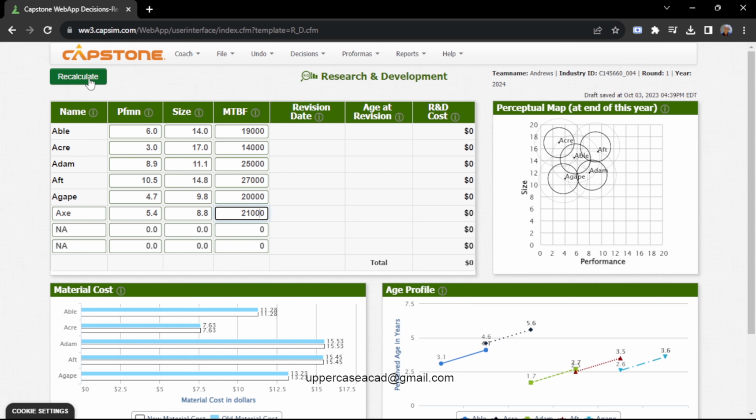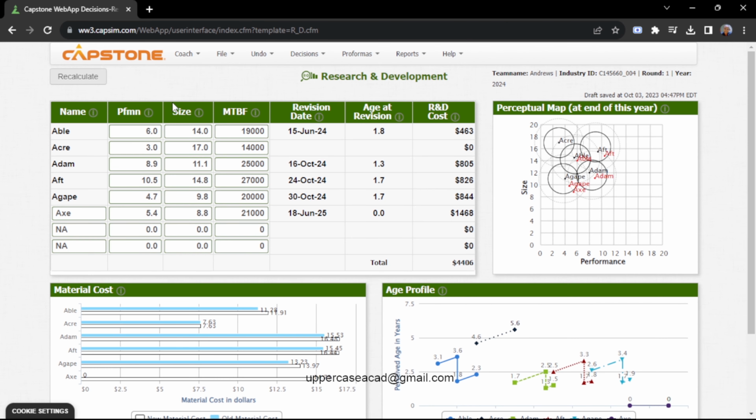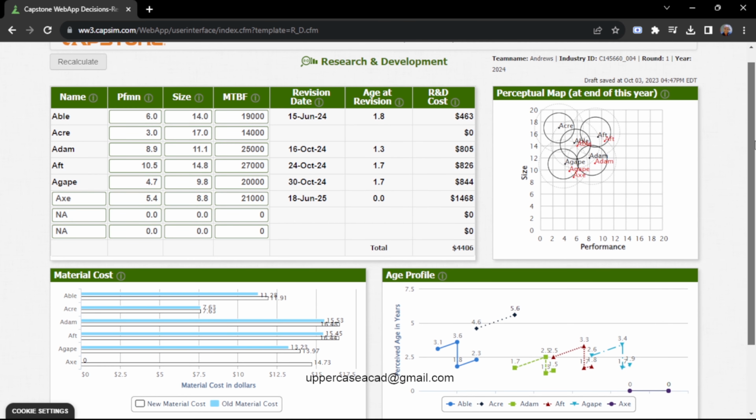If I hit recalculate, we see that the revision date has popped up. Able is coming out in June. Adam is coming out in October. Aft is coming out in October. AGAP is coming out in October. Then Axe, which is the new product, is coming out not next year but the year after, in June. So those are my decisions in R&D.